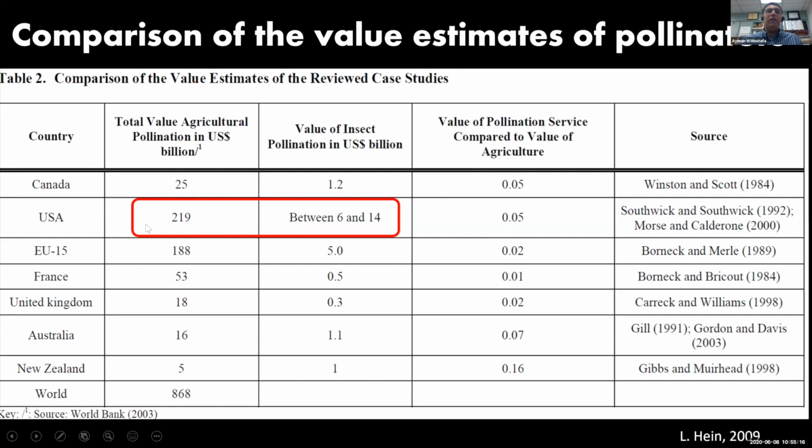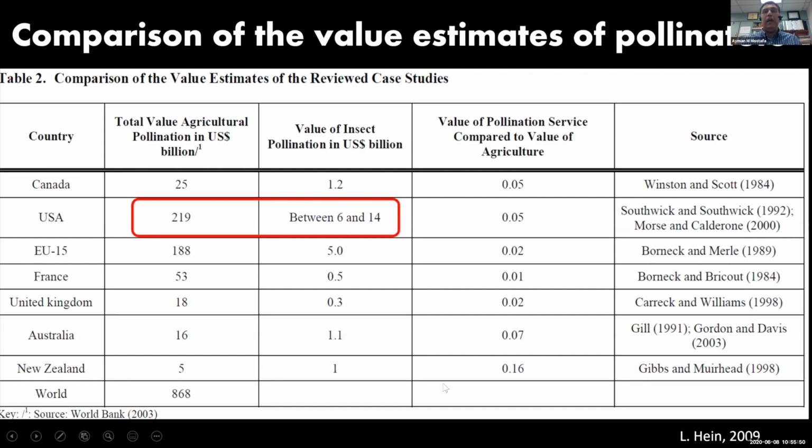And you can see, I'll give you just one example: in the US, the value of agricultural pollination is about $219 billion. Of course, it's more than that now. The value of insect pollination is about 5 to 6%, or $14 billion out of the 219. And it's the same in Canada, almost 5%.